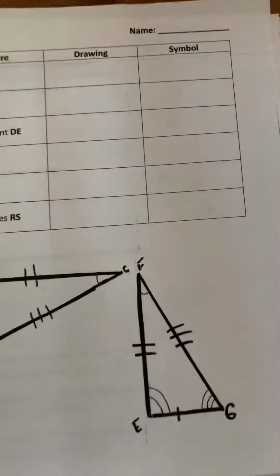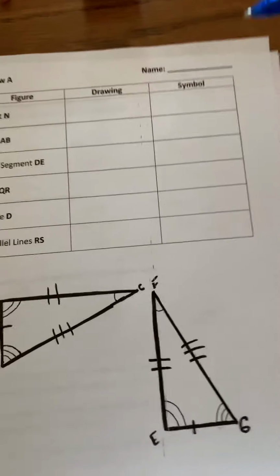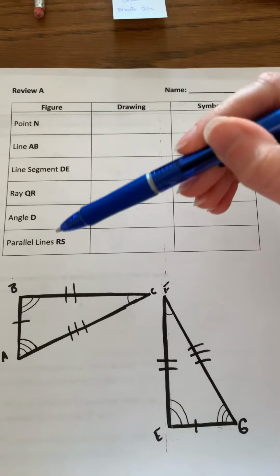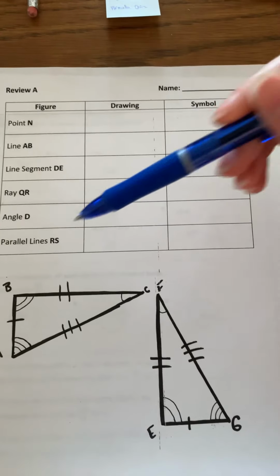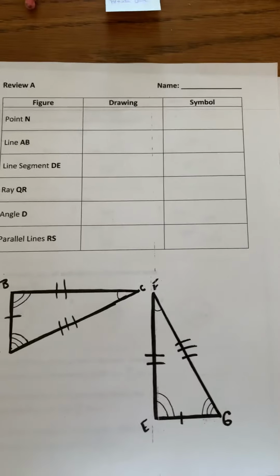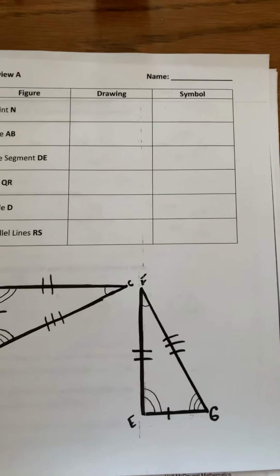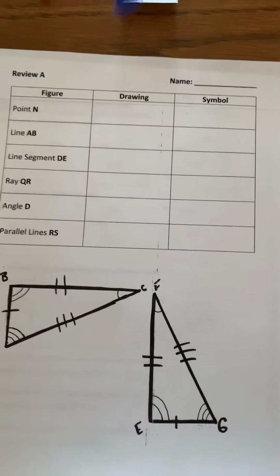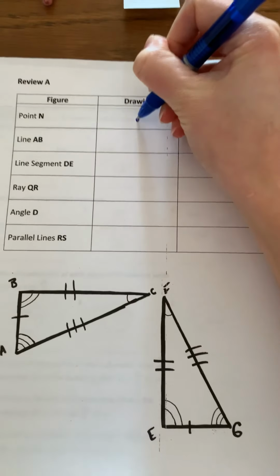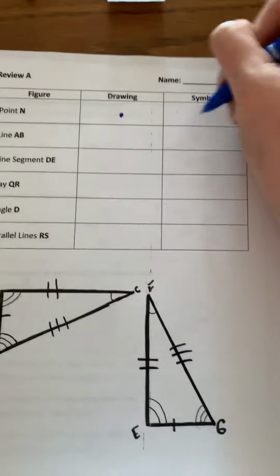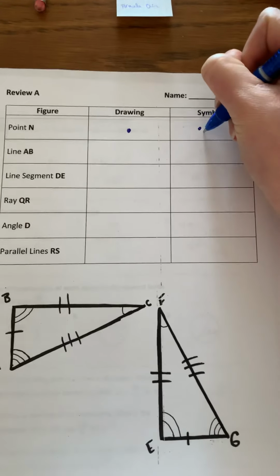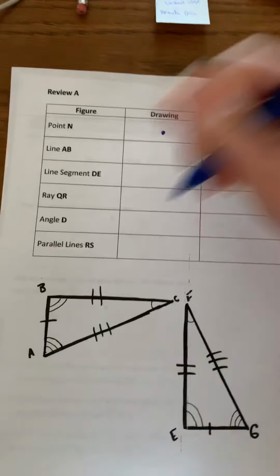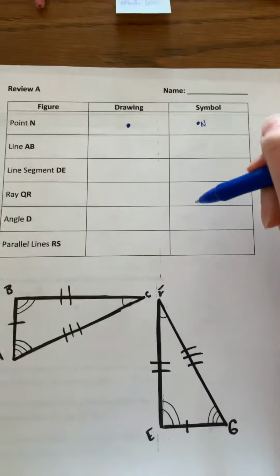Okay, so this is the page that we're doing. You should have gotten a little piece of paper. I don't have the copy of it with me, but it basically has the outlines for this. These are just labeling the lines, and this will be on the test. It's pretty simple though. Point N, you're going to draw a point, and then the symbol is point N. Let's do angle D.